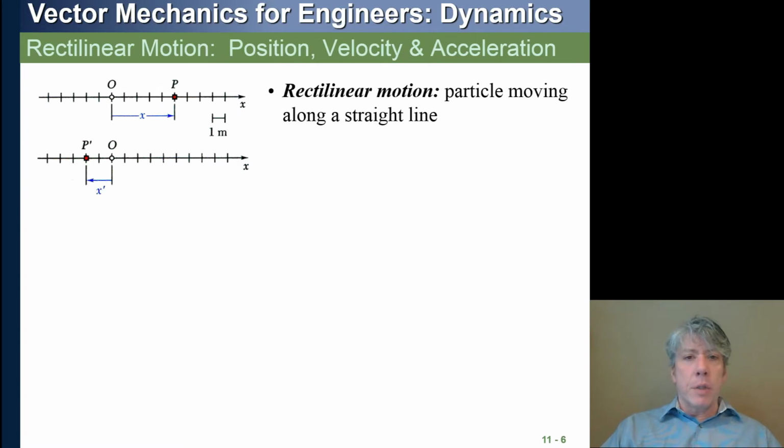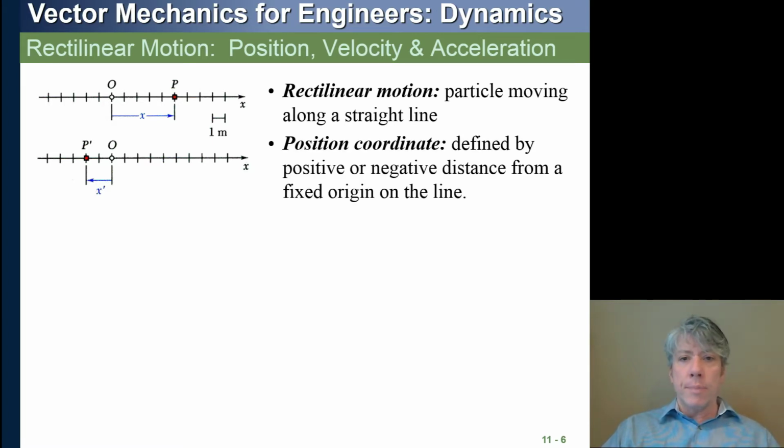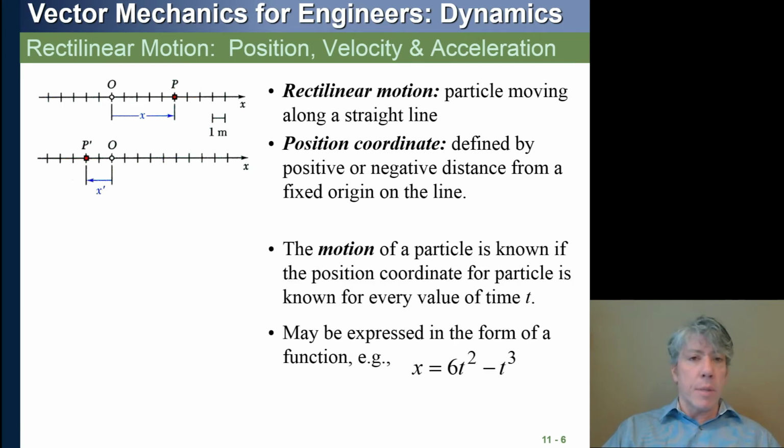In rectilinear motion, a particle just moves along a straight line. It doesn't have any curvature in the path. So we could talk about the position of the particle by defining some origin or coordinate origin on the line from which we could measure the position of the particle. Obviously, the particle could be ahead or behind the coordinate origin.